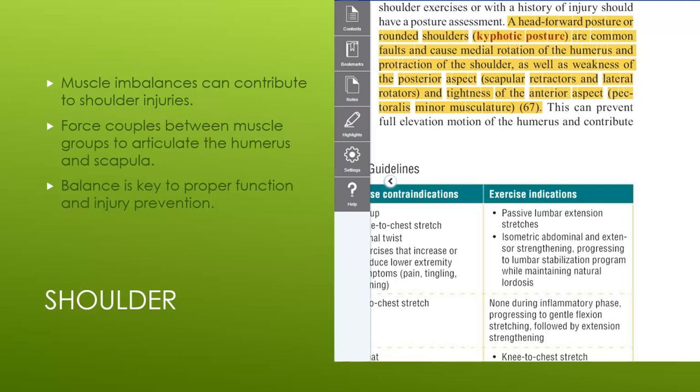But my point to this is, and the book points out that with the rounded shoulders and the kyphotic posture, which is where we live 8 hours a day almost as students and in the workforce, they create these very common injuries. They're causing this internal rotation of the humerus, protracted shoulder blades, weakness of the posterior aspect, the scapular retractors and the lateral retractors are weak, and you have this tightness of the anterior aspect, meaning like the pecs up front. Well, this can really cause your shoulder blades to almost become stuck in the thoracic region.